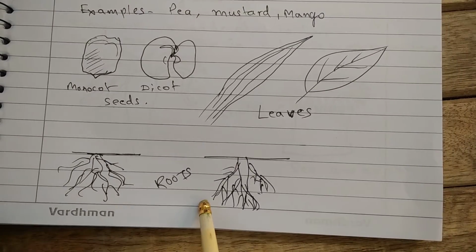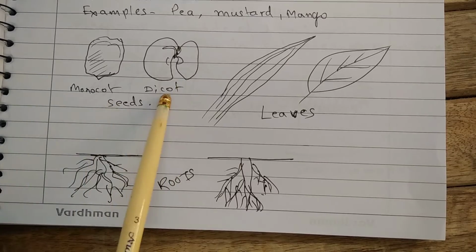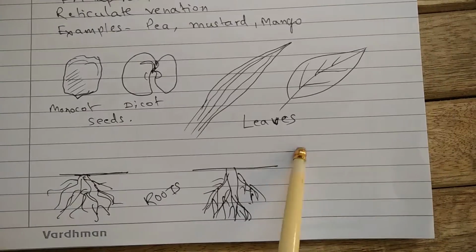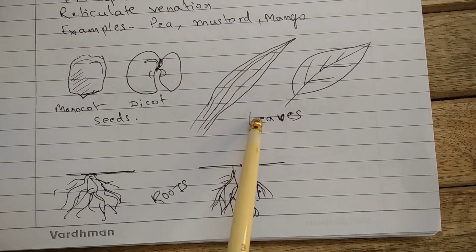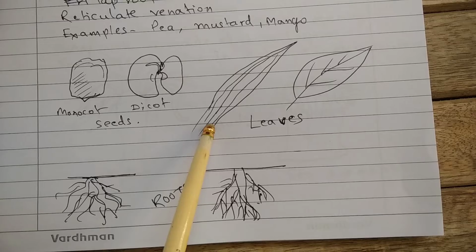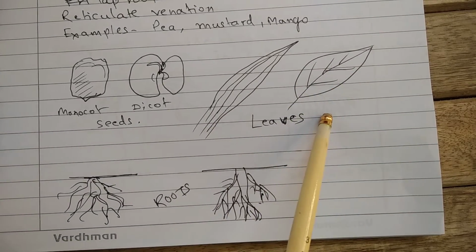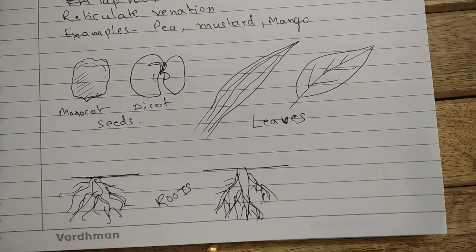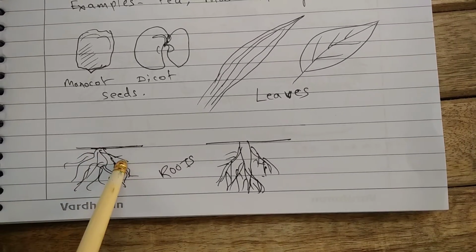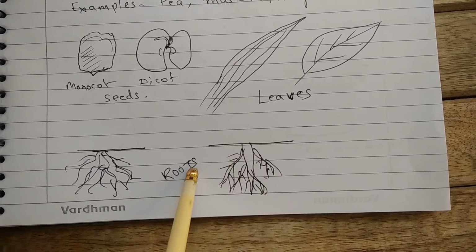Here are some diagrams to show the difference. This is a monocot seed and this is a dicot seed. So there are two cotyledons, there is a single cotyledon. These are the leaves. This is parallel venation. So this is a leaf of a monocot plant. This is reticulate venation. So this is a leaf of a dicot plant. These are fibrous roots. So these are from monocot plant and these are tap roots. So these roots are from dicot plants.